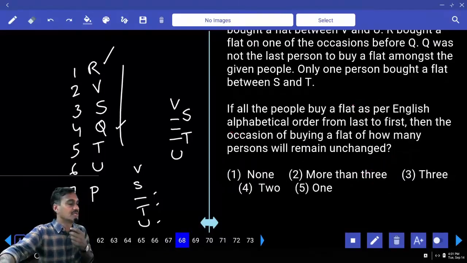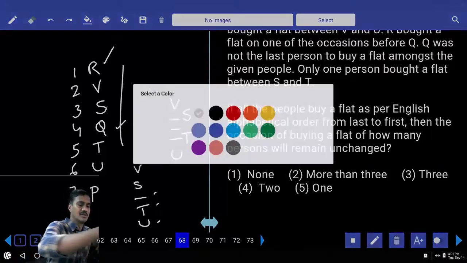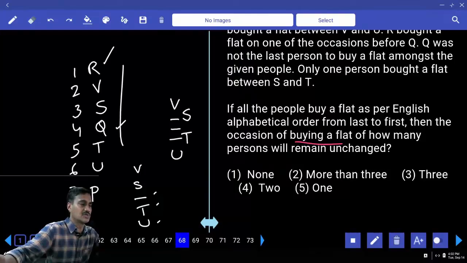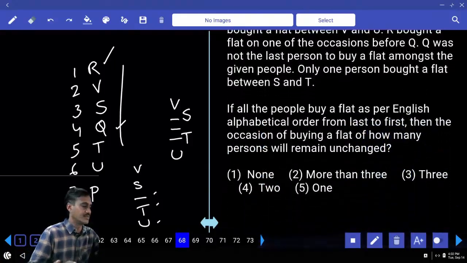And 68, if all the people who buy a flat as per the English alphabetical order, now the persons bought a flat in the English alphabetical order from last to first, then the occasion of buying a flat of how many persons will remain unchanged. Last to first means now we need to move from bottom to top, isn't it? And last to first, and starting with whom? And P, Q, R, S, T, and U. Now P, Q, R, S, T, and U.